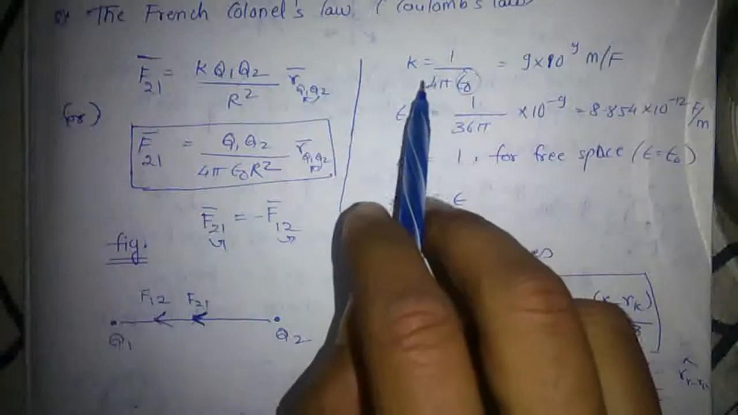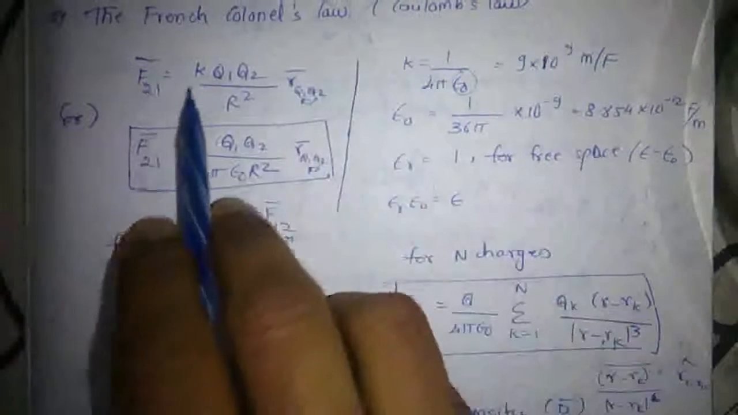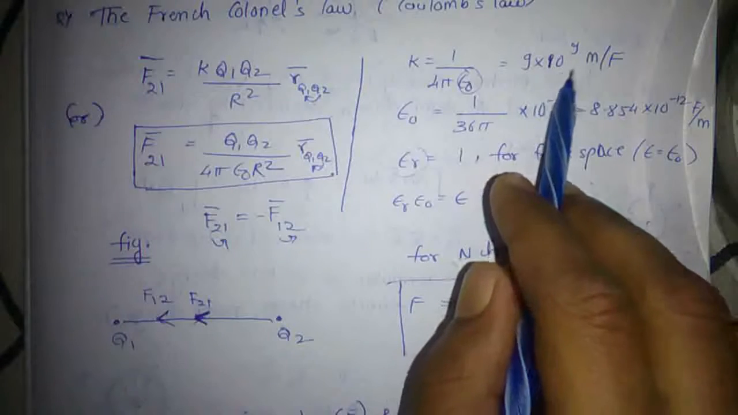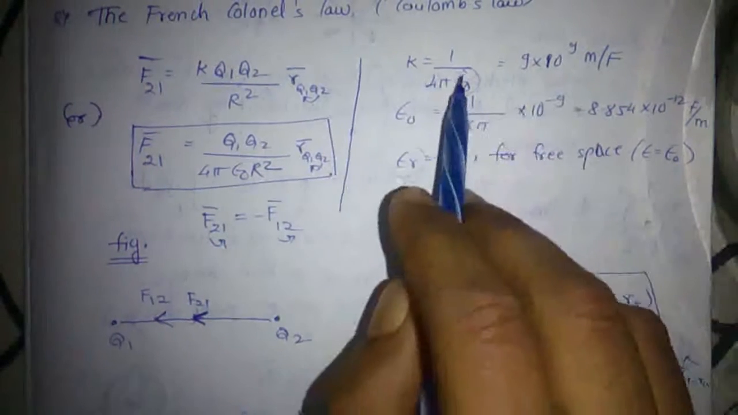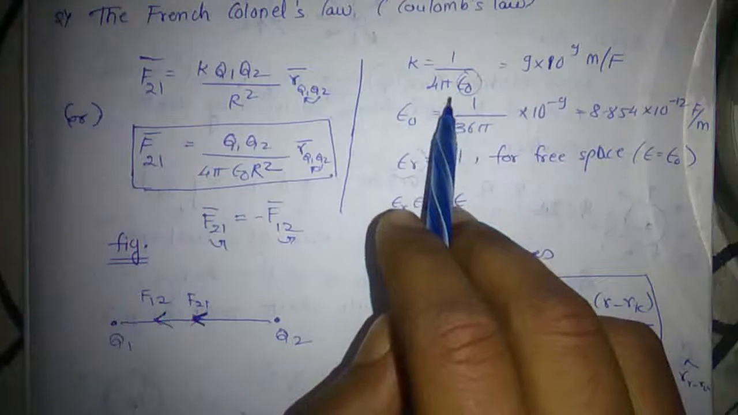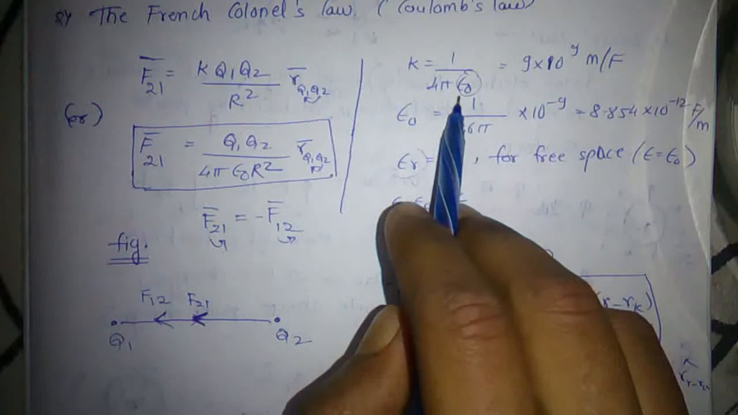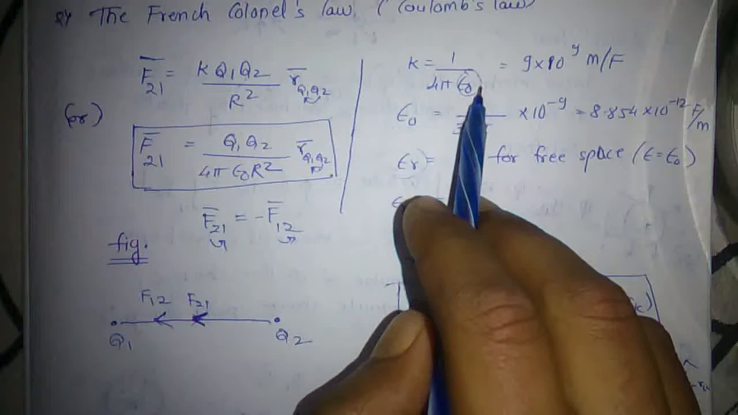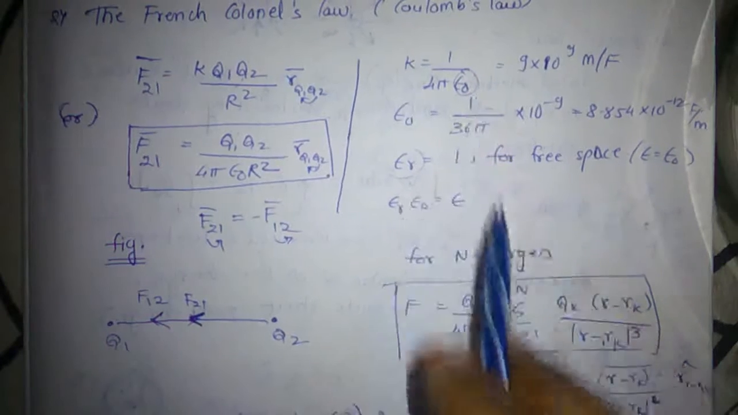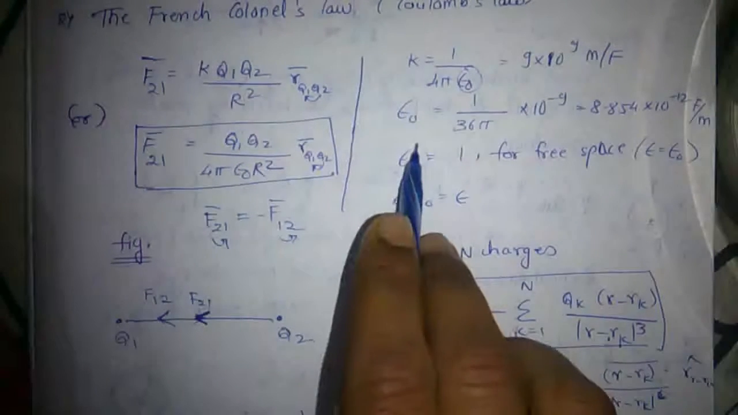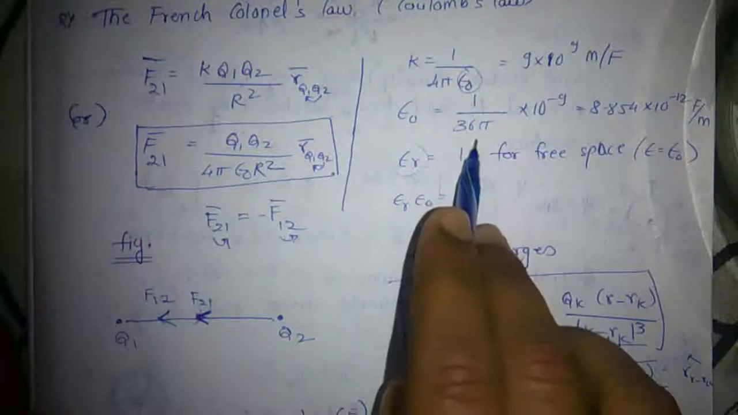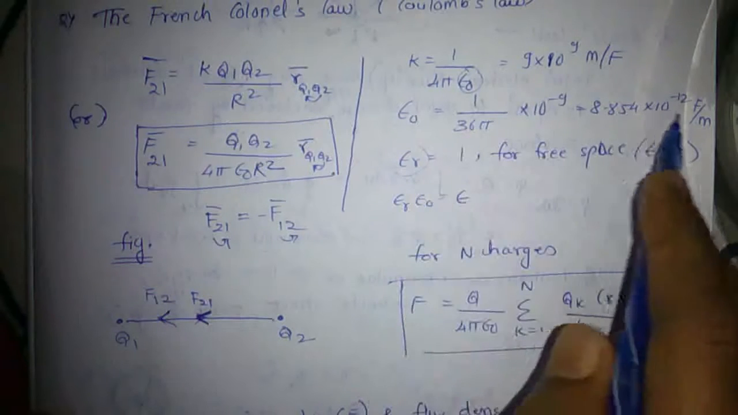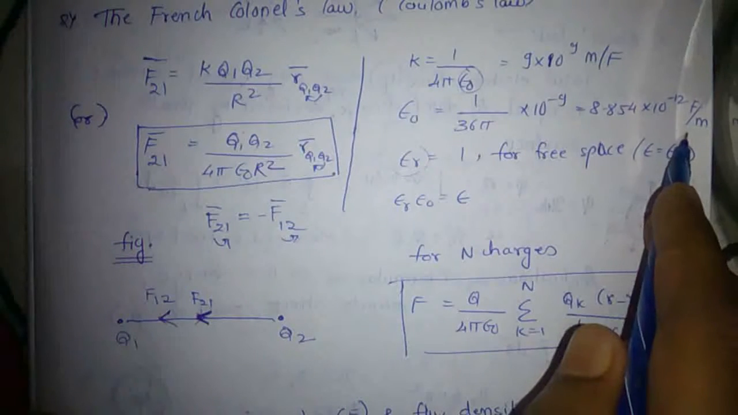Now, this is a proportionality constant which is K, and its value is 9 into 10 to the power 9 meter per farad, which is also given by 1 upon 4 pi epsilon naught. Now, what is epsilon naught? Epsilon naught is nothing but the permittivity of free space or air or vacuum. Now, the value of epsilon naught is nothing but 1 by 36 pi into 10 to the power minus 9. This is much easier to remember than this complicated numerical value. The unit is farad per meter.